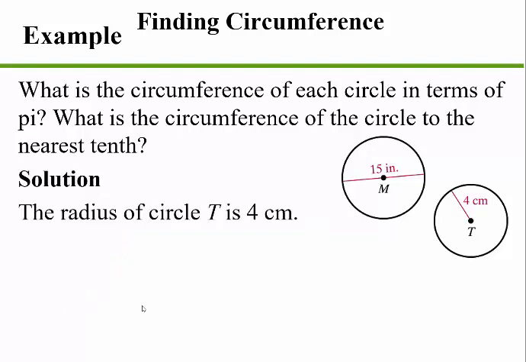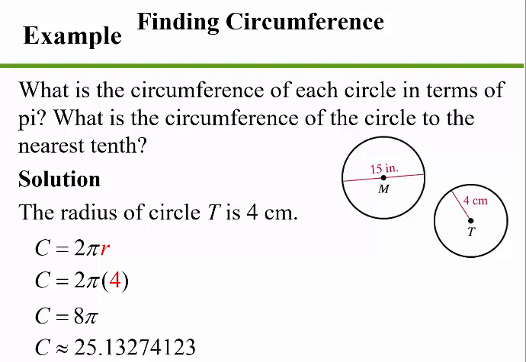For the next part, I want to find the circumference of circle T. Well, the radius of circle T is 4 centimeters. So we're going to use circumference equals 2 pi r. So 2 pi times 4 gets me 8 pi. Now that's in terms of pi. But if I wanted to figure it out to the nearest tenth, 8 times 3.14, or whatever pi is, gets me this. So it would just be 25.1.